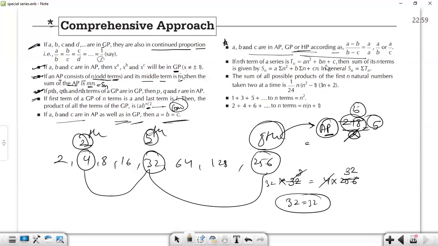If the nth term of a series is this, then the sum of its n terms can be given as the sum of all possible products of the first n natural numbers taken two at a time. This is the formula of this, I guess. I'll explain it more in tomorrow's PYQ solving class.